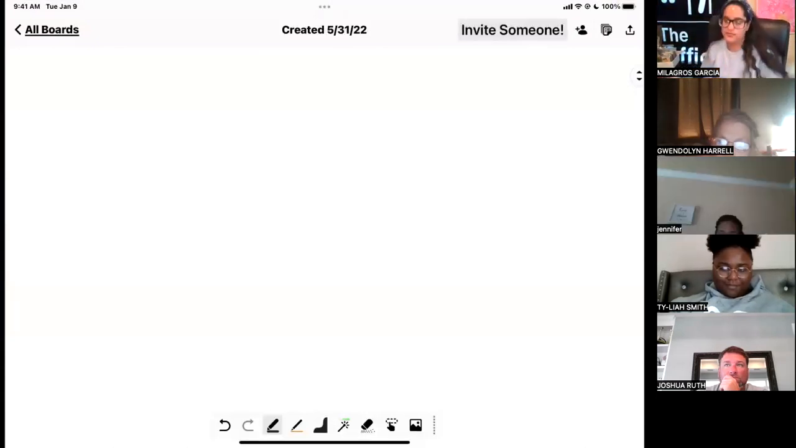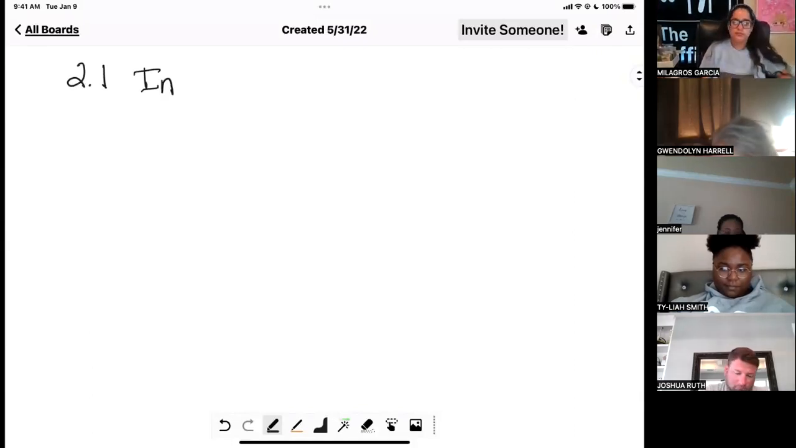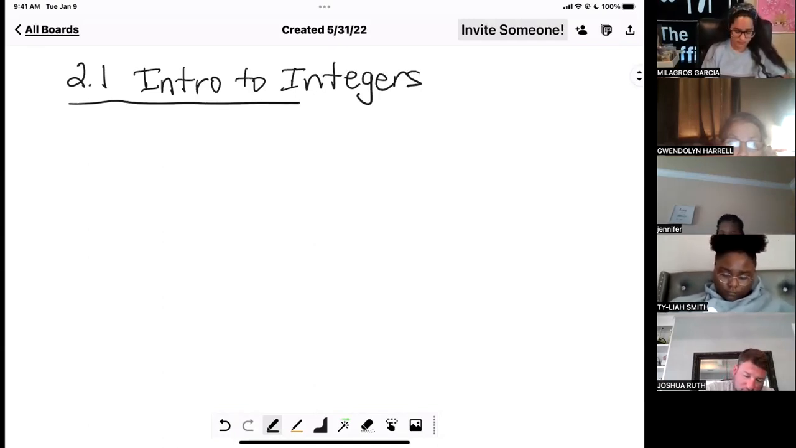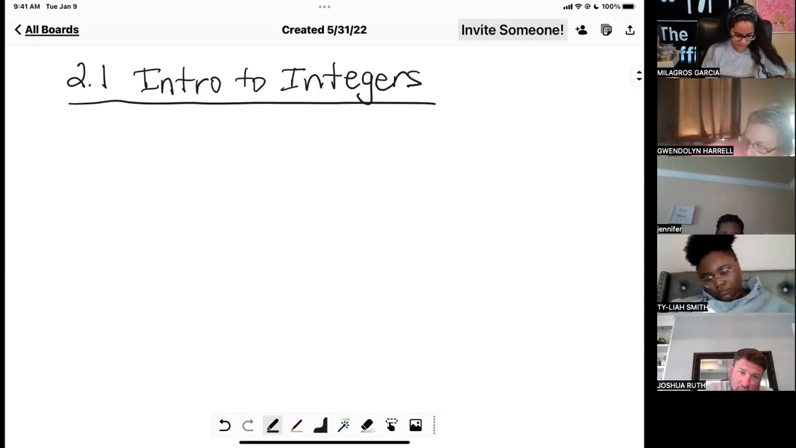2.1, Intro to integers. This section is really the basic beginning of integers. The next two sections, 2.2 and 2.3, are where we really start. This is that whole concept of integers.